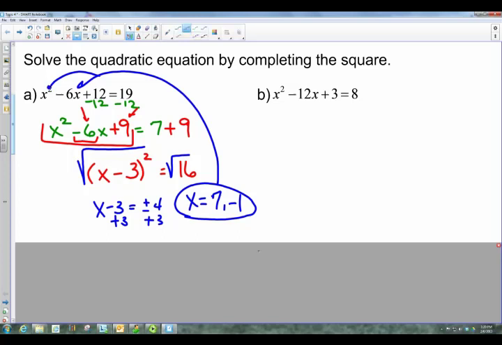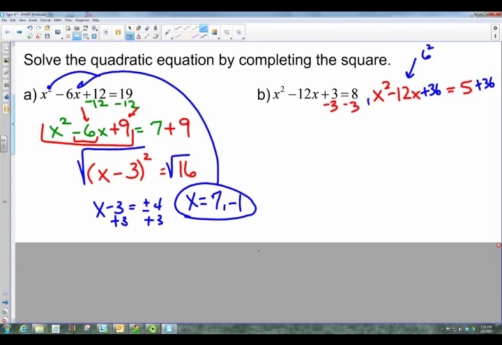Alright, let's complete it one more time using example B. So we start by subtracting 3 from both sides. That gives you x squared minus 12x equals 5. Now in this case, I take b, which is the negative 12, half of that is 6, and you square that to give you 36. Okay, so again, half of 12 would be 6. You take that, square it, you get that 36 that I've added to both sides.